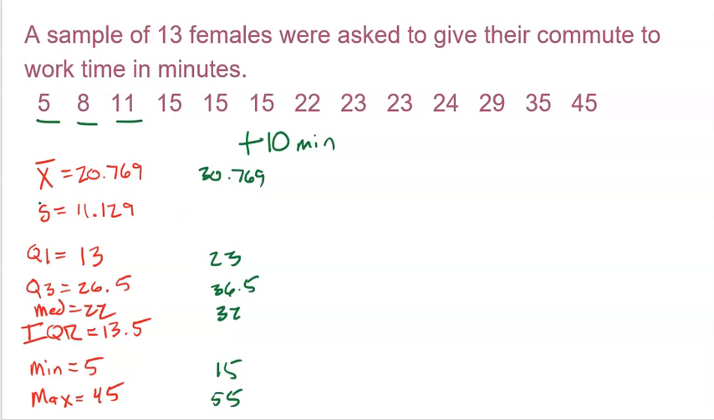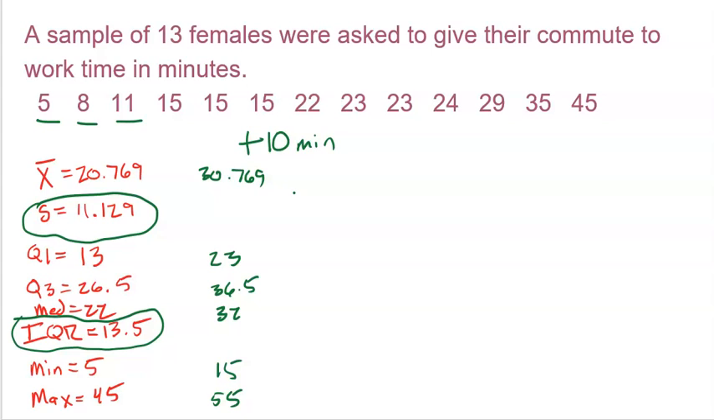But measures of spread: standard deviation, IQR, and then range, max minus min, which would be 40. Those are all going to stay the same. Again, because every value is moving up, it's not becoming more spread out. It's just moving up, not changing the spread of the data. So the standard deviation and the IQR would stay completely put. Not going to change at all.